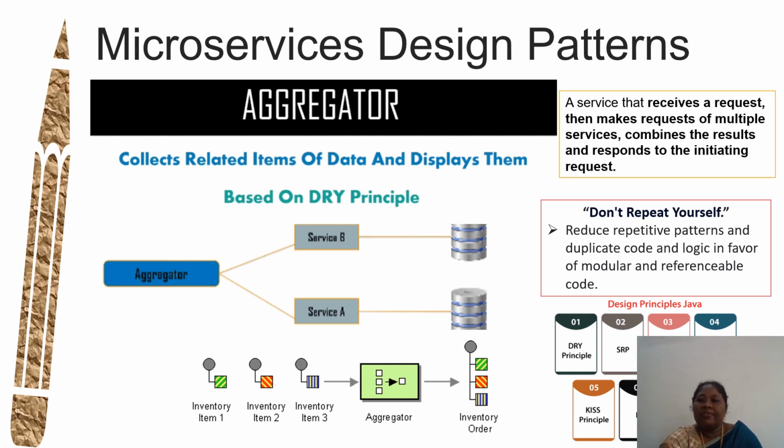So what is the DRY principle? DRY stands for don't repeat yourself. In Java, we have learned many principles like KISS, keep it simple, and the open-closed principle: classes are supposed to be open for extension, and classes which are not supposed to be modified should be closed. Such rules we used to apply. Similarly, what is meant by the DRY principle is to reduce repetitive patterns and duplicate code and logic in favor of modular and referenceable code.